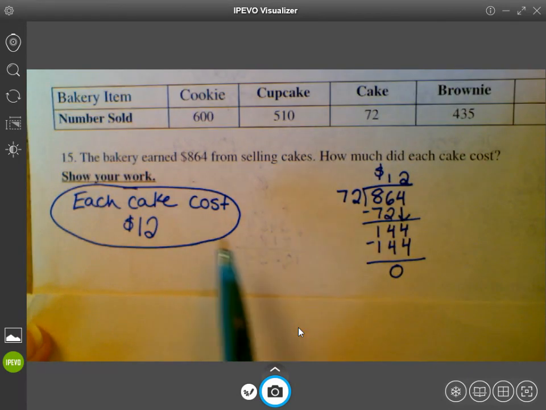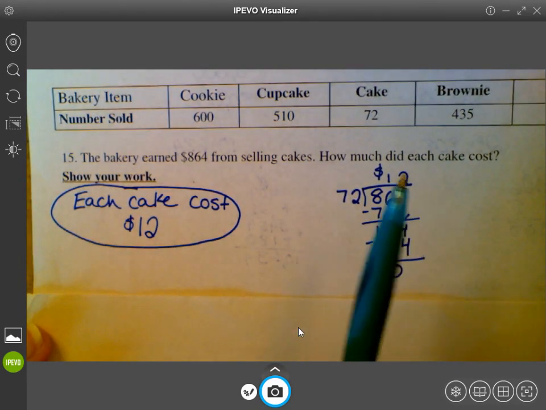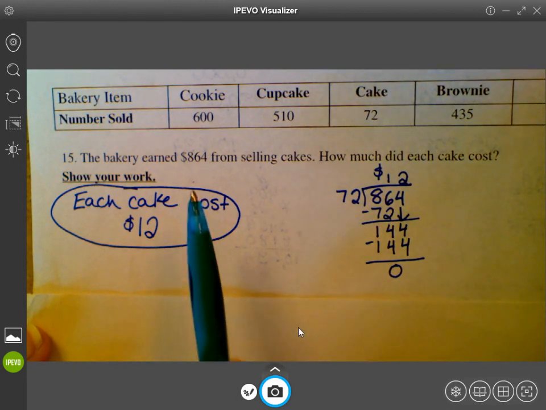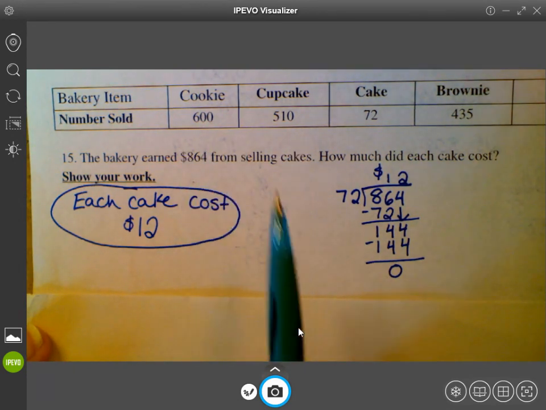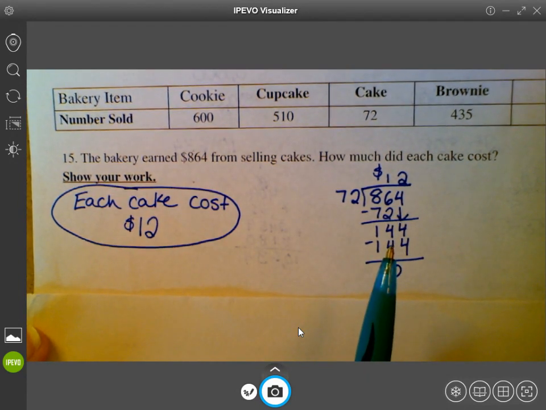And again, if you got a different answer, be looking at my work with your work. See where maybe you made that silly mistake. Did you accidentally look at cookies instead of cupcakes? Did you have a subtracting error?